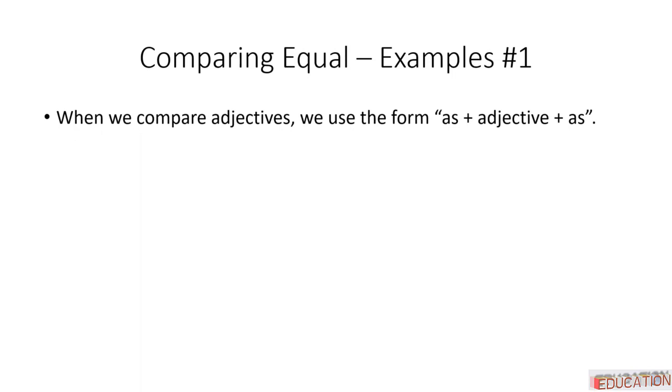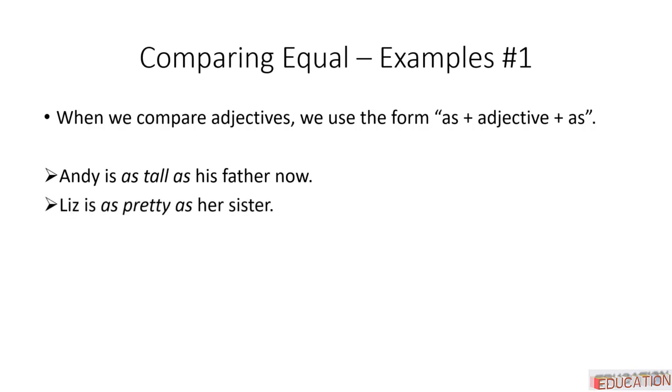When we compare adjectives, we use the form as plus adjective plus as. So as something as. Andy is as tall as his father now. Liz is as pretty as her sister. Bob is as passionate about films as Jim.